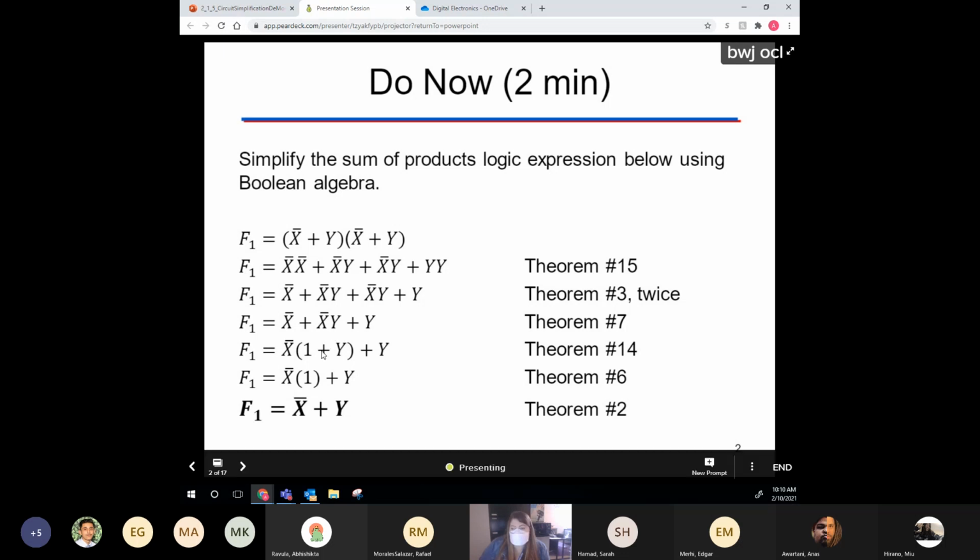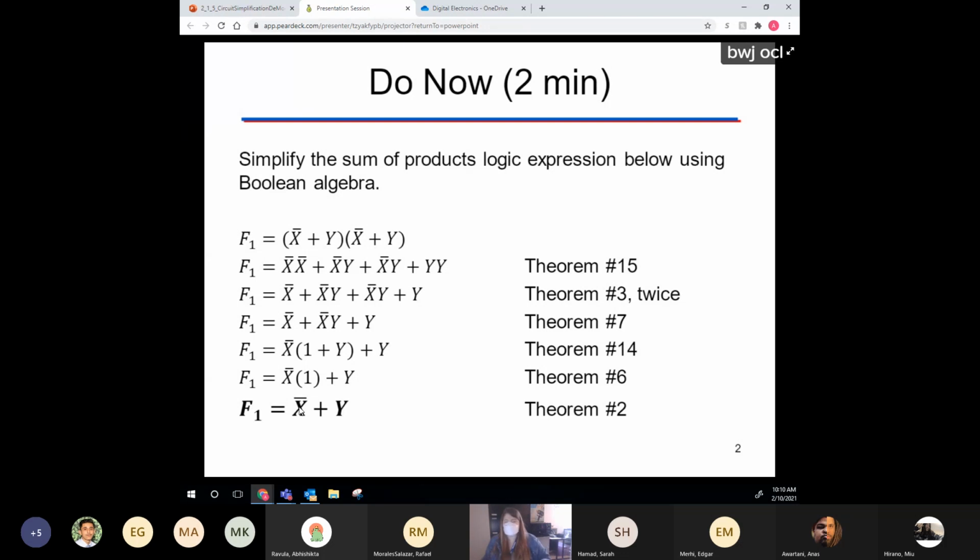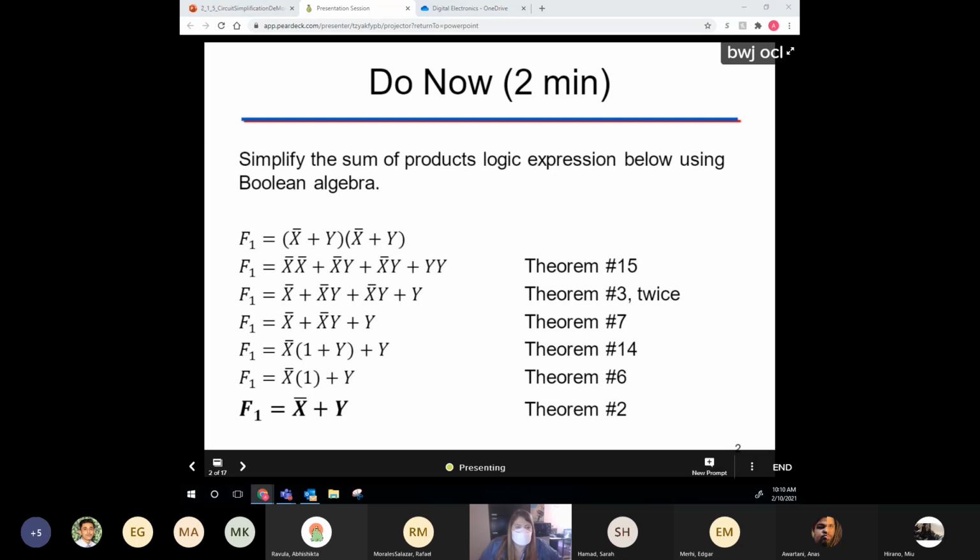The reason that's important is we know 1 plus anything gives us 1, and then 1 times anything gives us that number. So our final form is not x plus y. All right, does anyone have any questions about that, or want me to clarify anything before we move on? Okay.